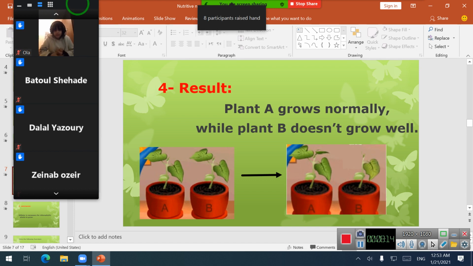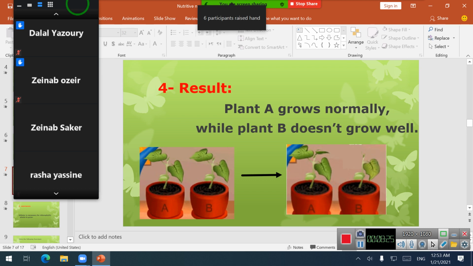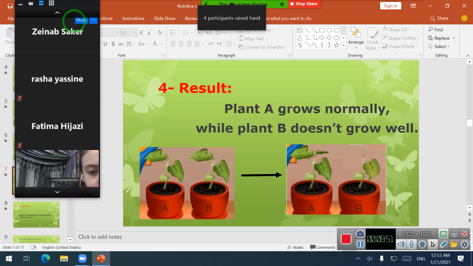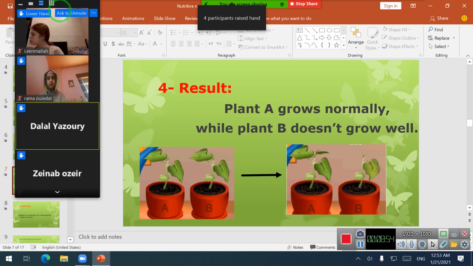What is the conclusion of this experiment? The conclusion should be taken from the hypothesis. What do you think, Dalal, the conclusion will be? Every plant needs water to grow well. Yes, excellent, Dalal. Can you please read again the hypothesis we wrote? The hypothesis was: water is important for the green plant to grow. Is it correct or not? Yes, it's correct.